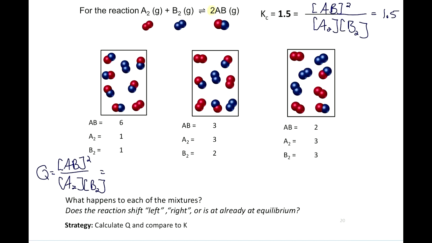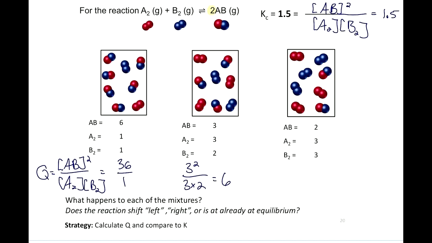So there's 6 ABs and 1 of the other things. So what is this equal to? 6 squared, so 36 over 1. Okay, that one's 36 over 1. What about this middle one? So we're going to do AB squared, so 3 squared over 3 times 2. So what is that? 9 over 3 times 2. What is that? 6? Is it 6?